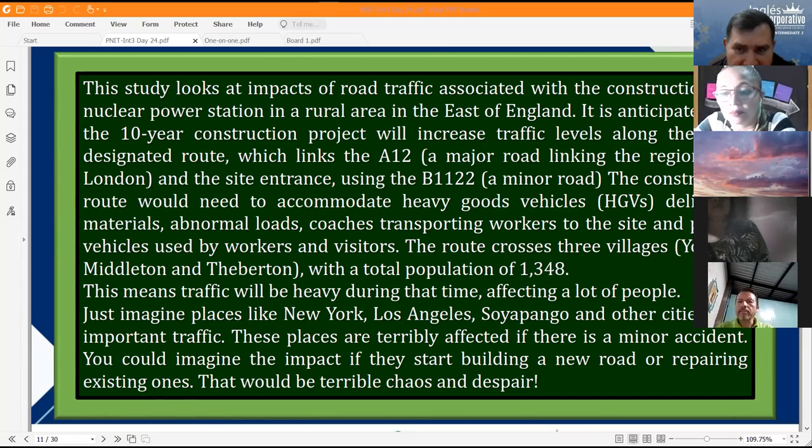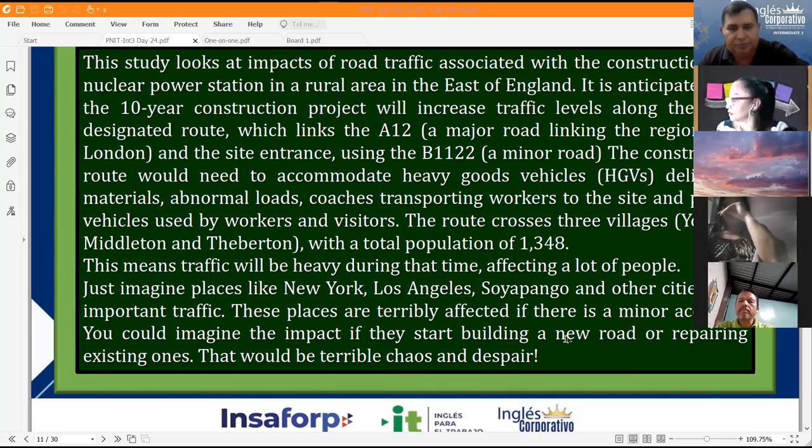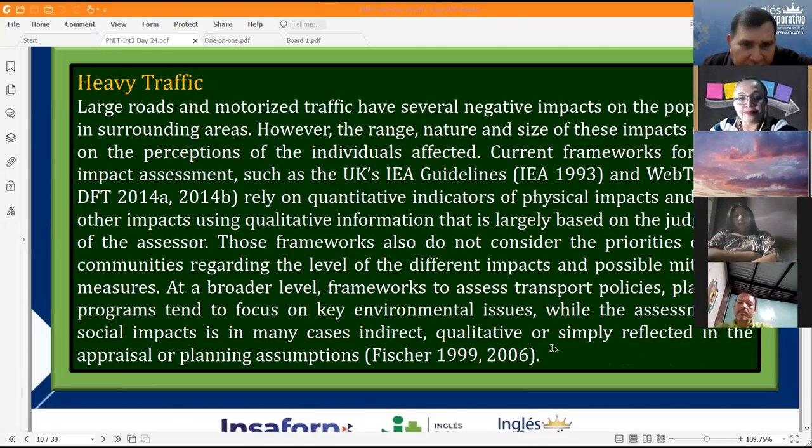The route crosses three villages, Yoxford, Middleton, and Theberton, with a population of 1,348. This means traffic will be heavy during that time, affecting a lot of people. Just imagine places like New York, Los Angeles, Soyapango, and other cities with important traffic. These places are terribly affected if there is a minor accident. You could imagine the impact if they start building a new road or repairing existing ones. That would be terrible chaos and despair. Okay, so chaos means disorder and despair means affliction. Okay, so this is the reading.